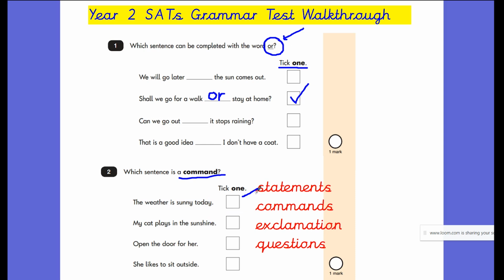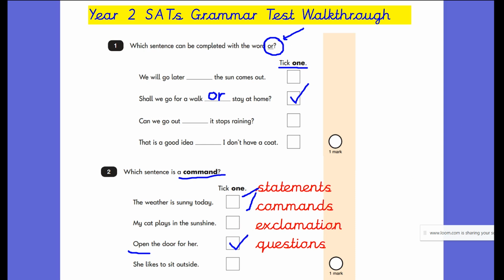I would say that that's probably also a statement. Open the door for her. She likes to sit outside. Now, of these 3 or 4 sentences, which is the bossy sentence? Which one has the bossy verb? Okay, also known as an imperative verb. It's this one, open the door for her. So that's that bossy sentence. You can imagine someone telling you to do that. So that's how we know that it is the command. So we'll tick that one there.